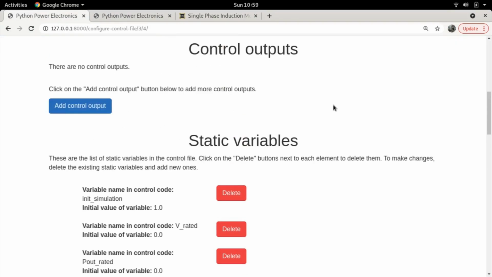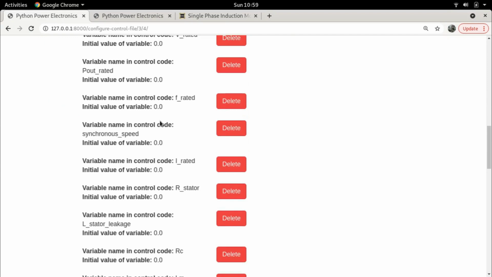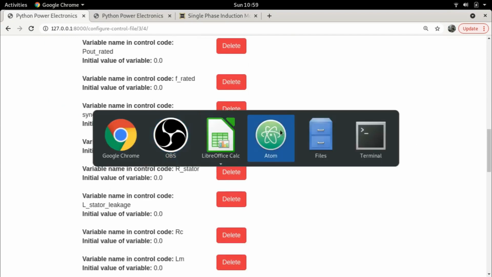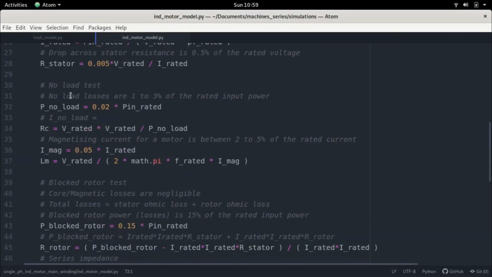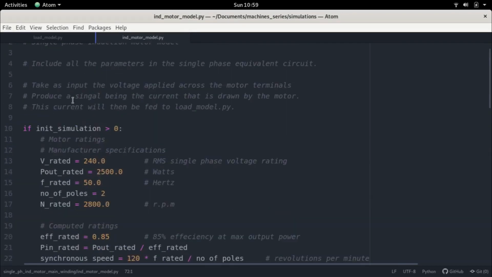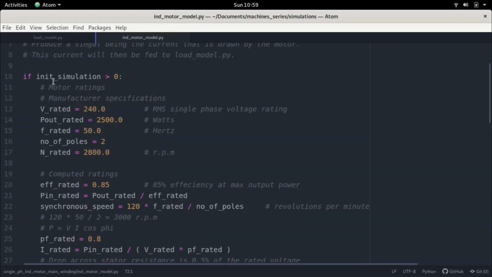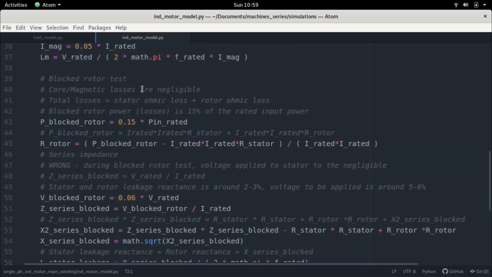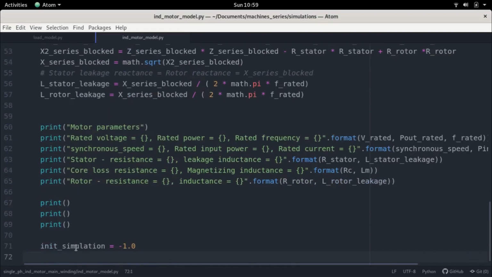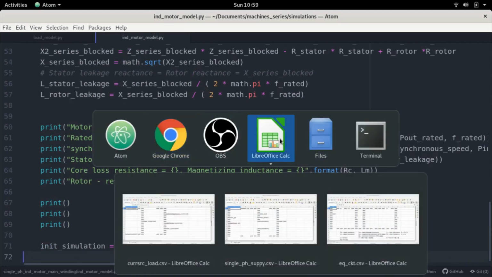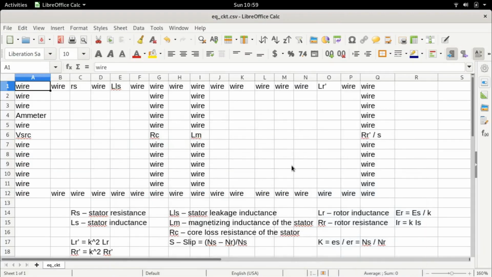So here we had introduced these static variables, and as I said, we had already changed the code to perform these calculations at the beginning of the simulation. Then we reset this variable so that the calculation does not occur again, and we verified that fact. So let us go back to the equivalent circuit to figure out how we're going to model this.